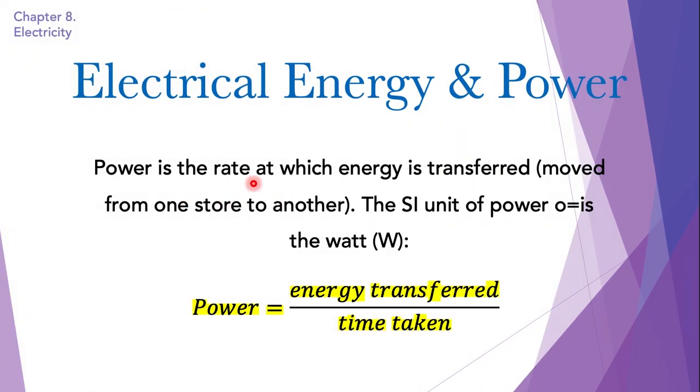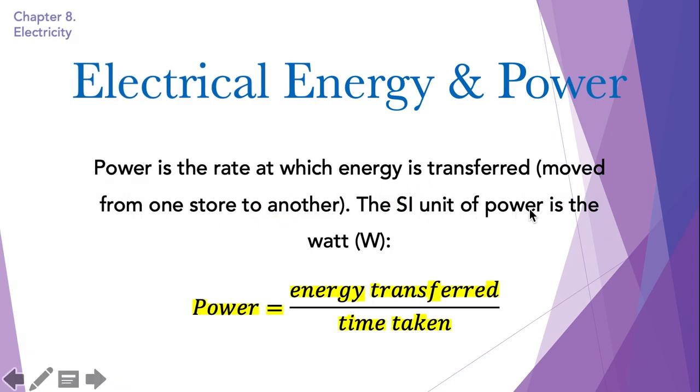So power is the rate at which energy is transferred from one store to another. So the SI unit of power is the watt, which is represented by a capital W. So this is the equation we use to calculate power. Power is equal to energy transferred divided by time taken. Dividing energy transferred by time taken, we get power.